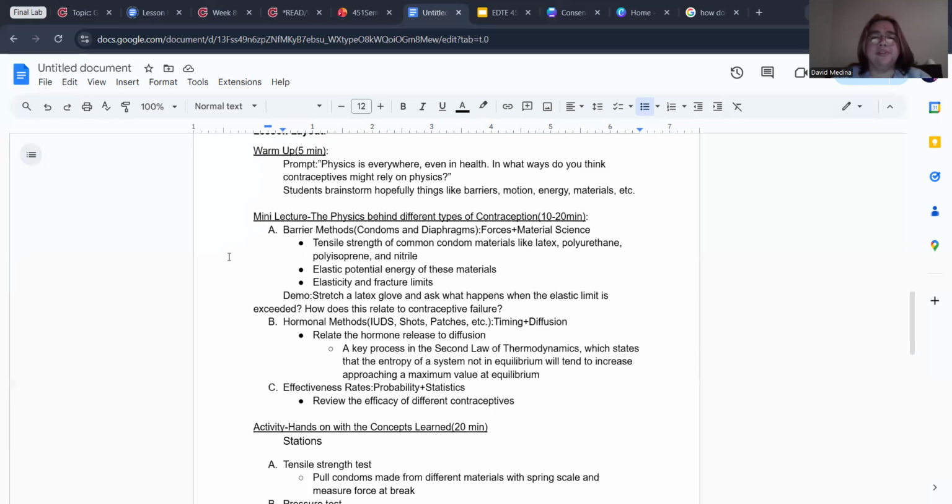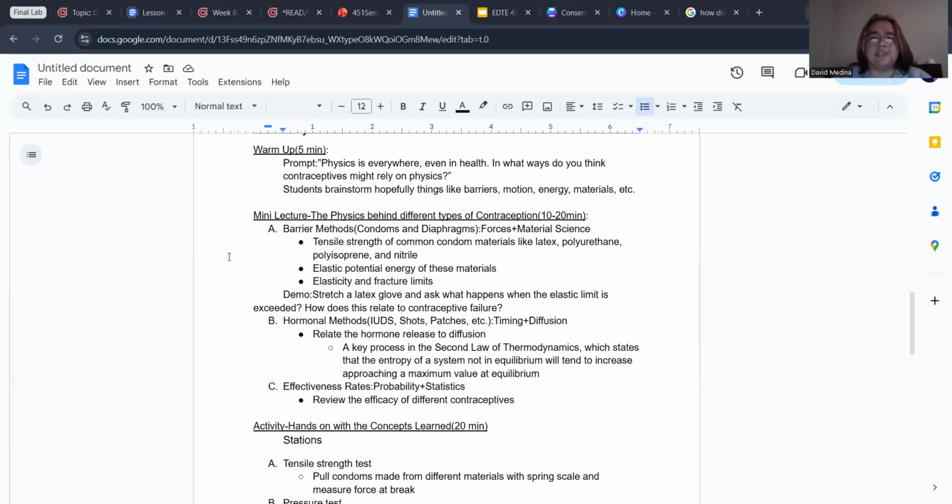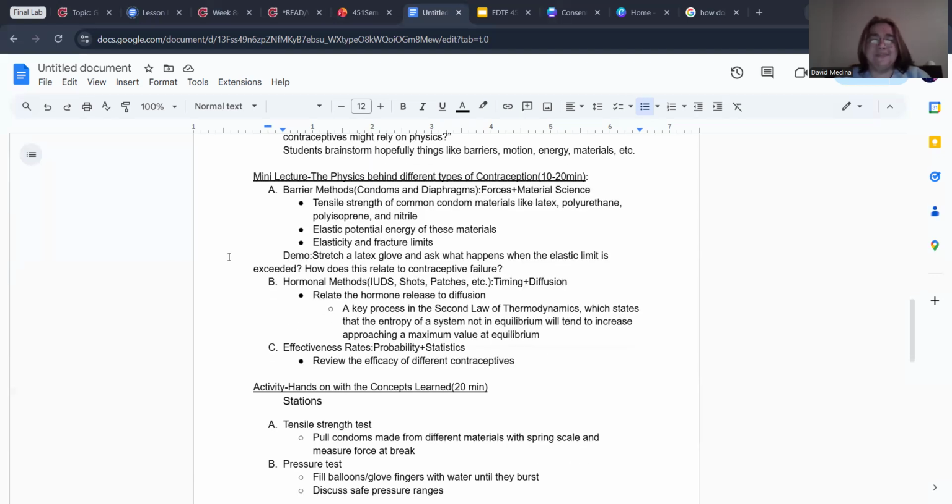And then I would go into a mini lecture, talking about the physics concepts in each contraceptive. So for the barrier methods, we have things like the tensile strength of the condom materials, right? Or the elastic potential energy that we can get from them, their elasticity, and the fracture limits. So at what point do they actually start to break? Very important to know. And we can compare them too, because I plan on getting condoms in several different types of materials.